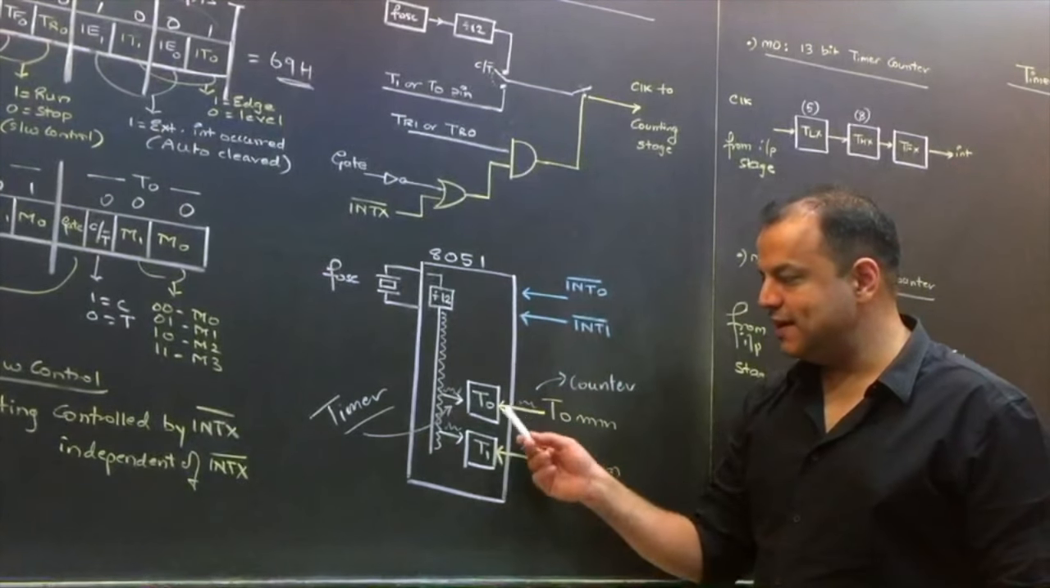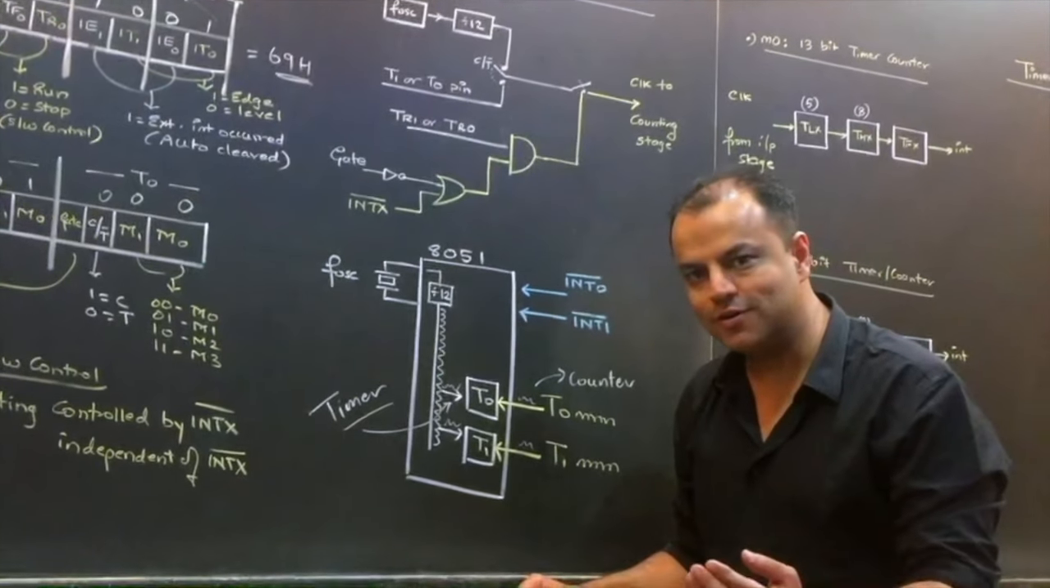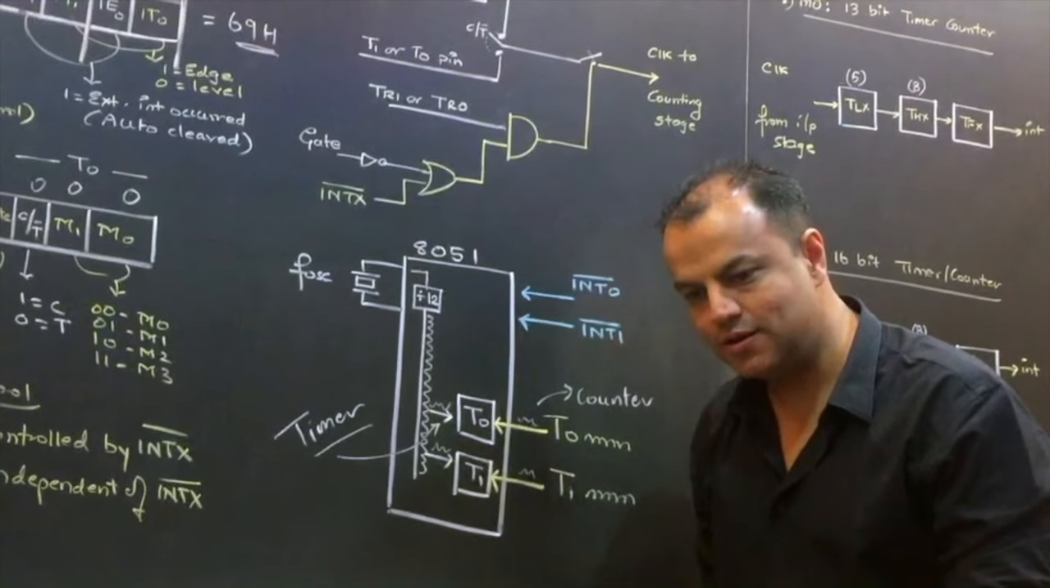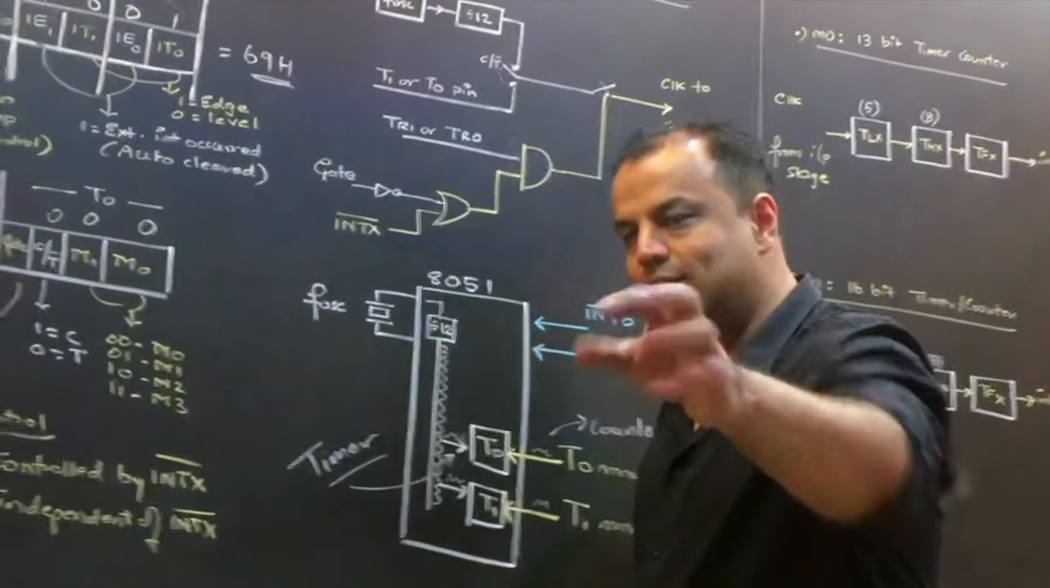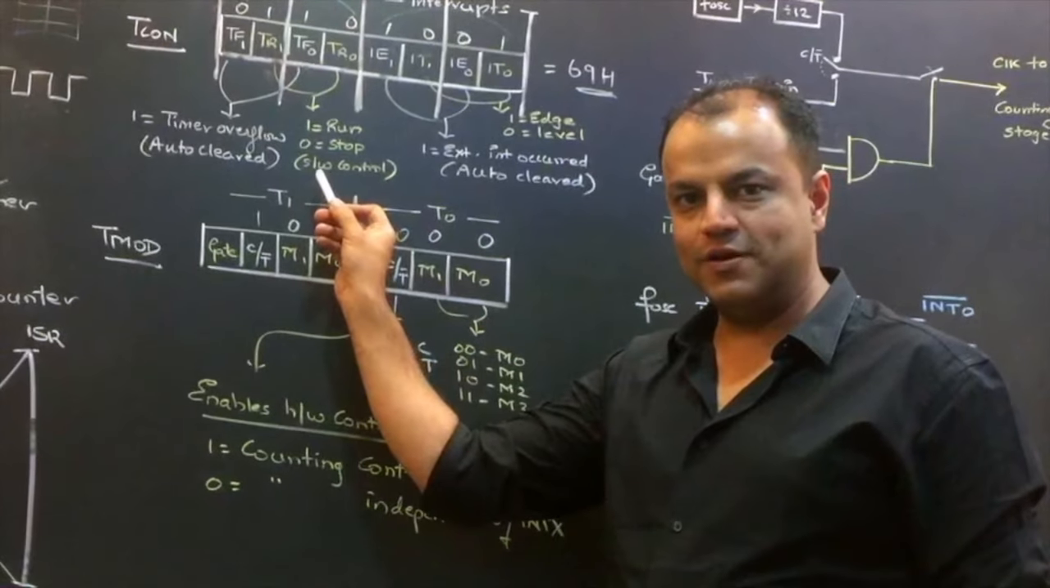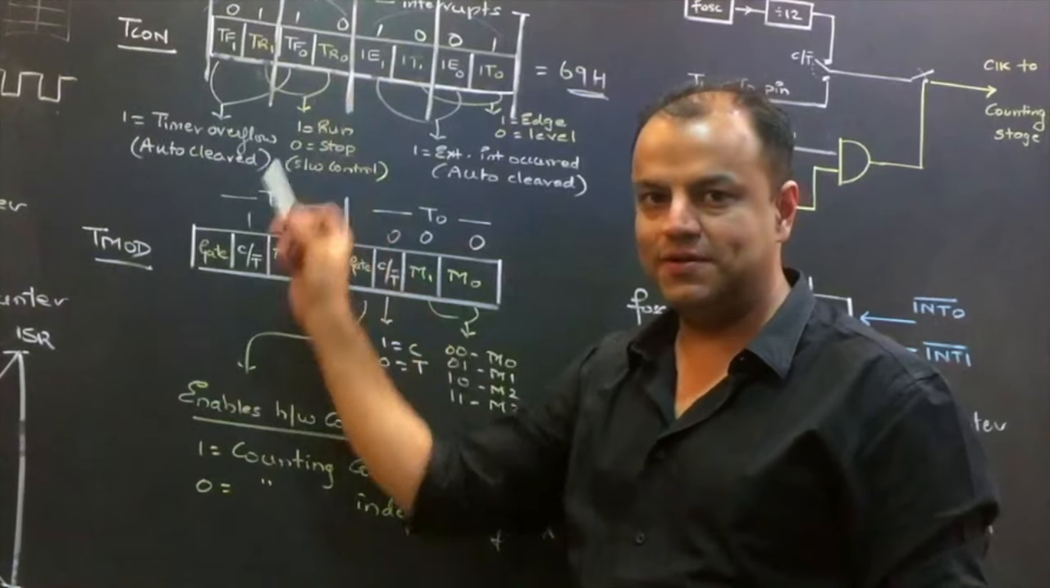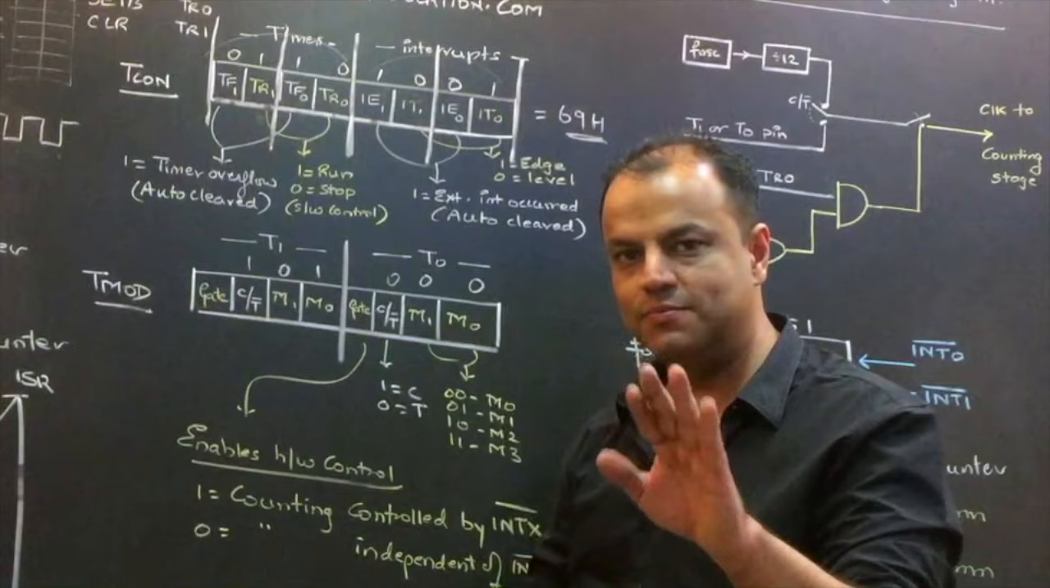I want to decide whether the timer should run or not. If I want it to run, it should run. If I don't want it to run, it should stop. How do I do that? There are two ways. One is software control. Software control means these run bits. Making them 1 will start the timer, making them 0 will stop the timer.